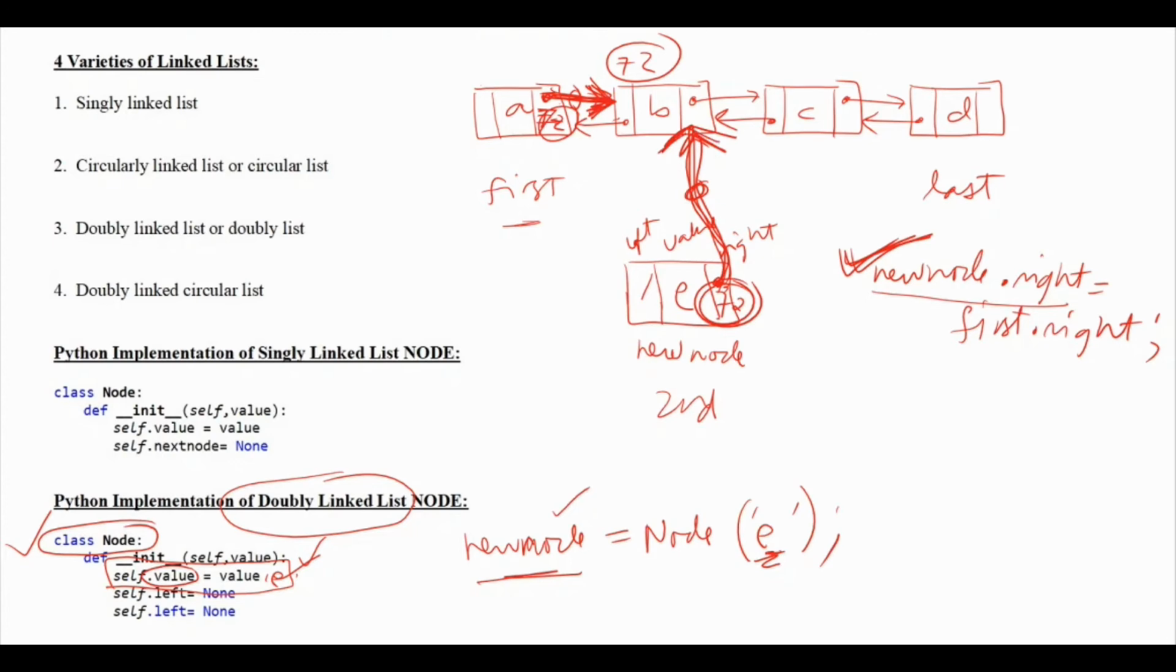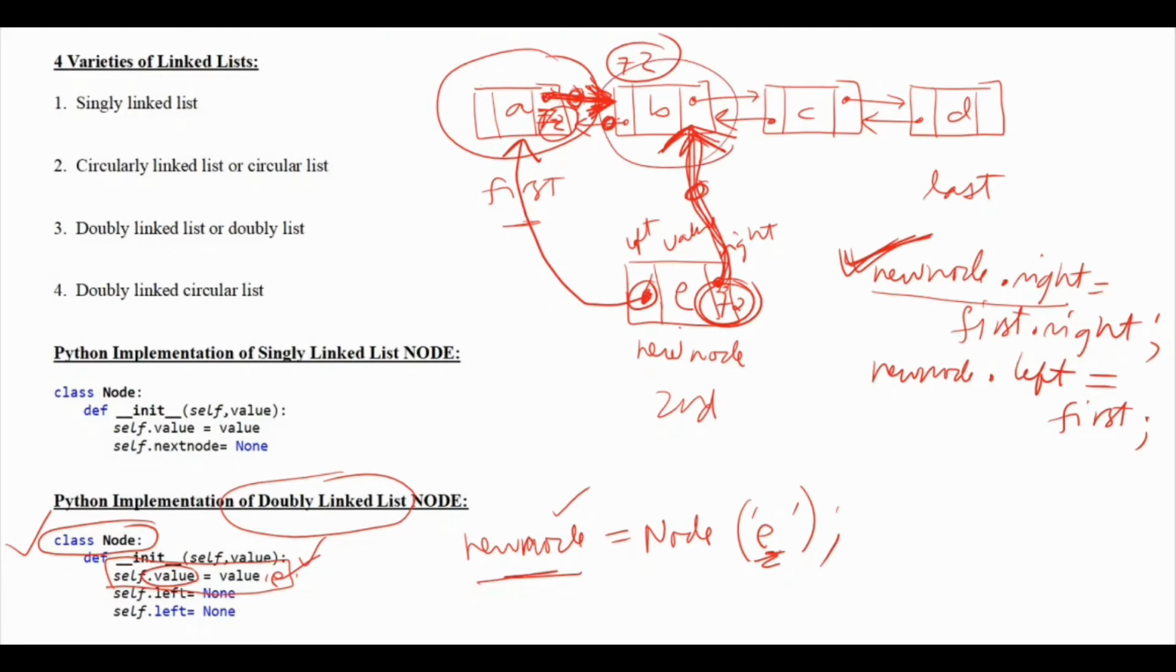And then we make this point to A. So you would say new node dot left, referring to this, gets first. So this is first, so this one points to A. And then next we need to make this point to new node. But first you need to make this point first before you move this one, because we reference this node via this link. If you cut this, there's no way for us to reference this anymore via this pointer.